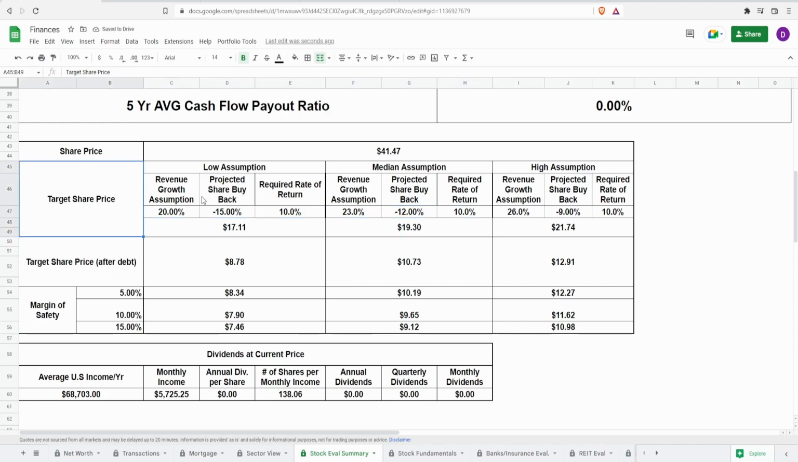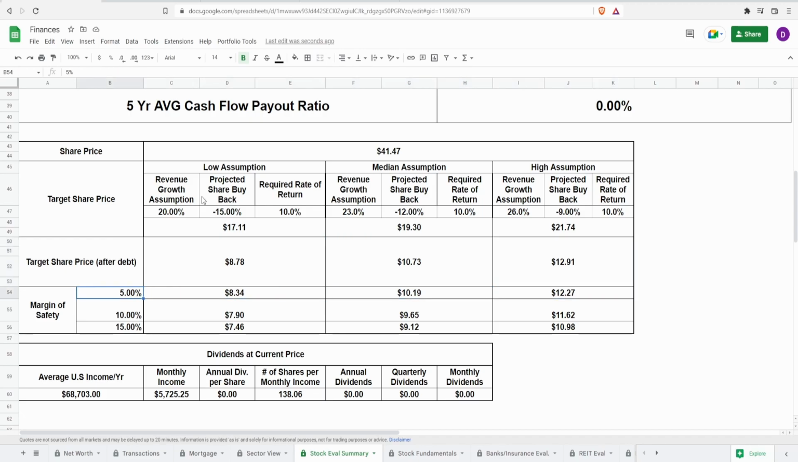Now with this, we get the target share prices, not adjusting for debt, of $17.11 for the low assumption, $19.30 for the median assumption, and $21.74 for the highest assumption. Now adjusting for debt, taking a look at the cash equivalents, adding the net debt. If they have more debt than cash, then obviously this number comes down. If they have more cash than debt, then this number comes up. It does come down, guys, to $8.78 for the low assumption, a median assumption of $10.73, and a high assumption of almost $13.